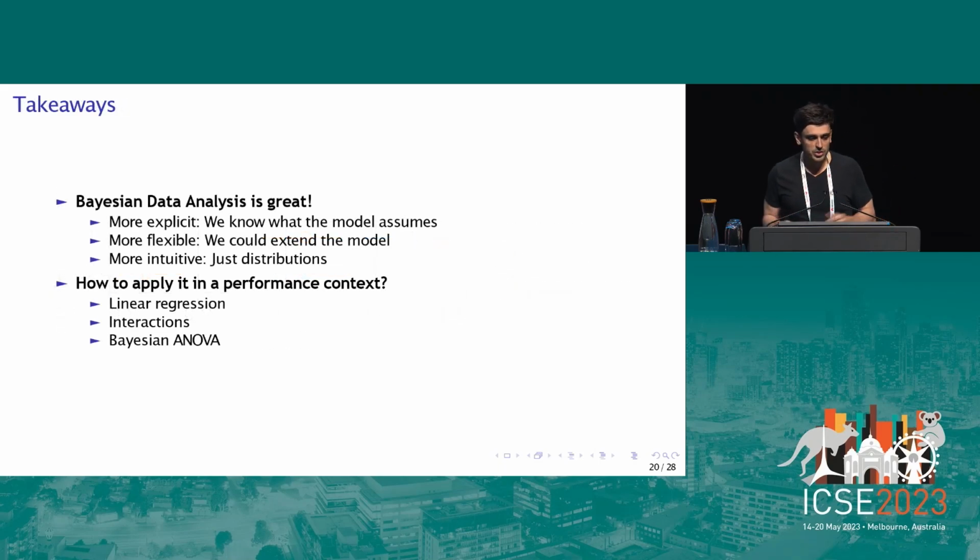So in summary, Bayesian data analysis is wonderful. We should all be doing it. And it's because it's more explicit. We know what the model assumes. It's more flexible, in that we can extend the model and not break things. And it's also more intuitive. This was known before. And in our paper, we just show how to apply that for your performance measurements, where we use linear regression and add interactions and ANOVA to the model.